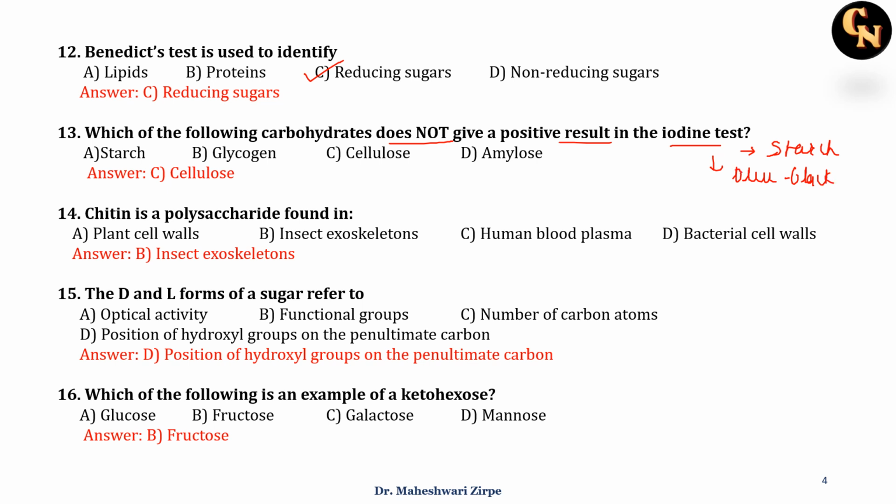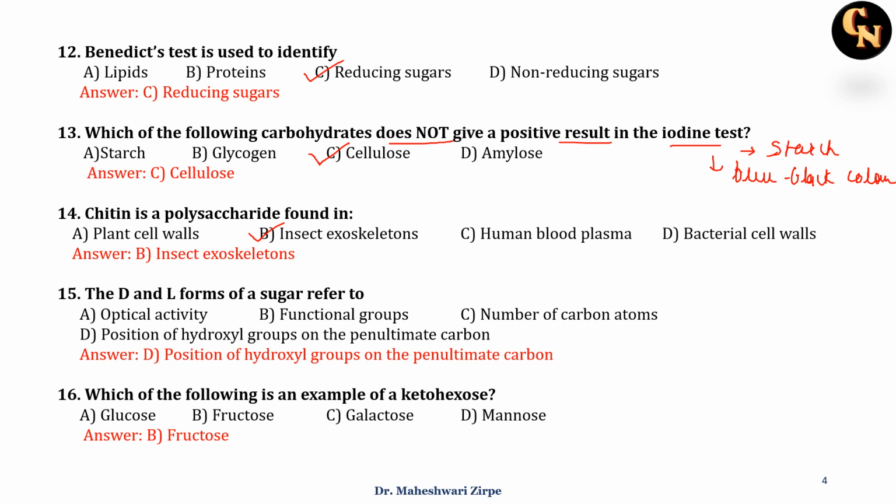We do the titrations of these in the lab, blue black color. So basically you will find that starch is present in amylose, then glycogen and starch. Only cellulose is the one which will not show the positive result. Now next is chitin. Chitin is a polysaccharide found basically in insects, that is, exoskeletons. Okay, so option B is the correct one.